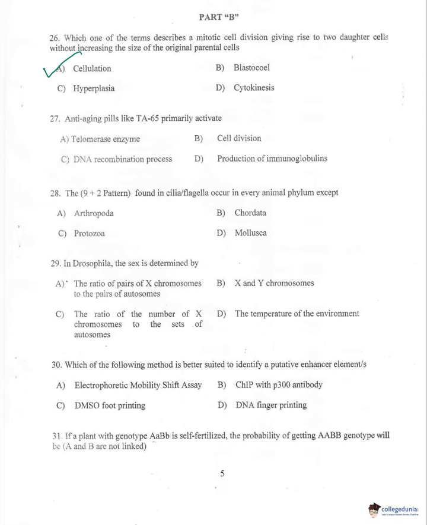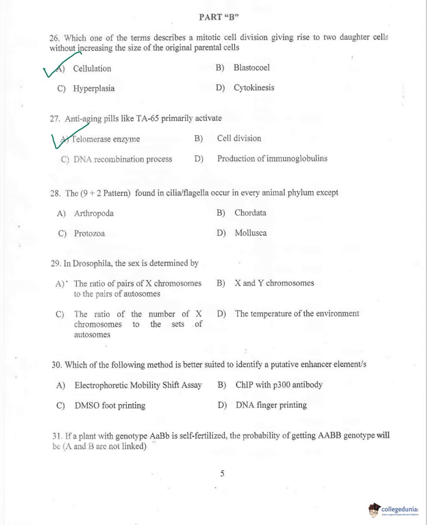Question 27. Anti-aging pills like TA-65 primarily activate A, telomerase enzyme, B, cell division, C, DNA recombination process, D, production of immunoglobulins. Here the correct answer is the option A, telomerase enzyme. TA-65 is a plant-based drug which helps to maintain or rebuild the telomeres. If there are short telomeres, then it will lead to the aging, while the long telomeres, they are the anti-aging. So here the option A, the telomerase enzyme, is correct.